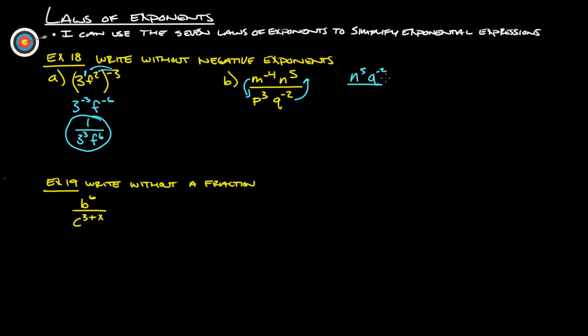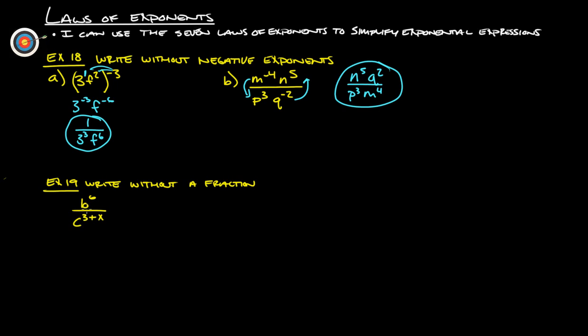Q to the negative, now it's not negative 2nd anymore because it moved from the bottom to the top, so now it's positive 2nd. And then let's see, we already have p cubed down here, and then this m to the negative 4th is going to move to the bottom and turn into m to the positive 4th. And that is that.